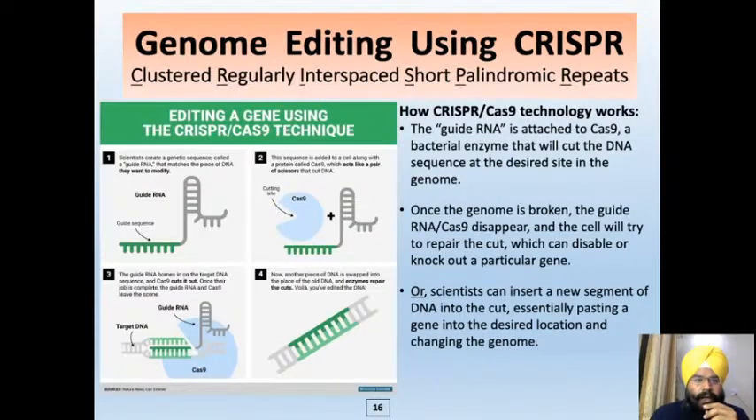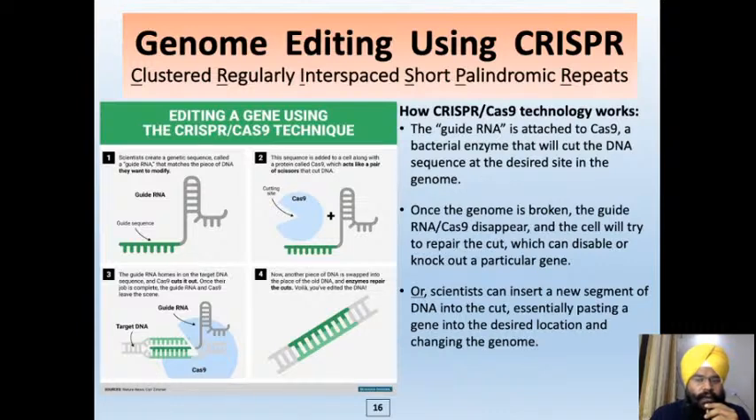Then comes the last technique, using CRISPR, that is clustered regularly interspaced short palindromic repeats. So what is happening in this case is there's a guide RNA, gRNA, attached to the Cas9 protein, a bacterial enzyme that will cut the DNA sequence at the desired site in the genome. First, the guide RNA, which is attached to the Cas9 protein, will cut the desired DNA from its genome where it has to be cut.